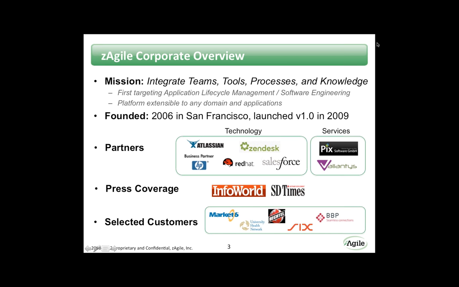So first about zAgile, the company. zAgile was created with the mission to integrate teams, tools, processes, and knowledge. So first, that was about software engineering. So integrating all the software engineering tools and teams so that everyone could be on the same page, so that managers would have information and execs would have information with respect to what's being done right now, what's being achieved, and how things are tracking against milestones.